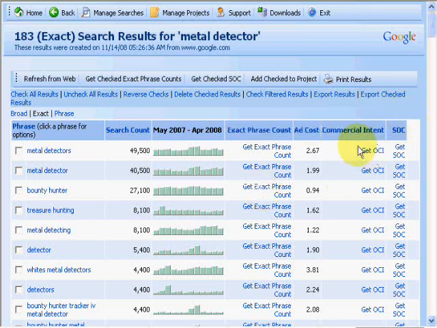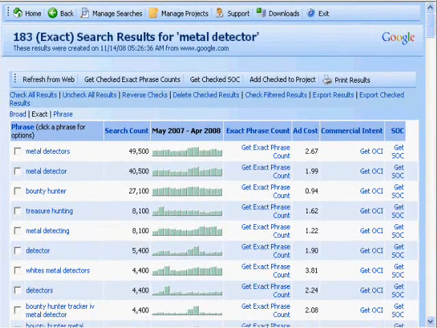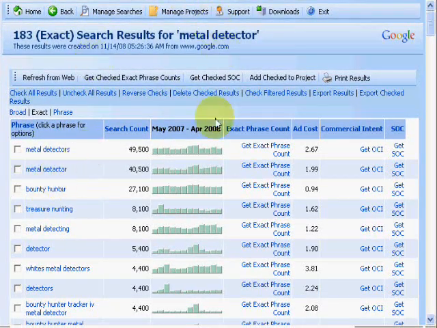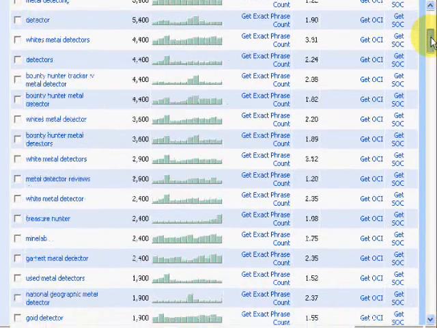Now in this video, we're going to explore the exact phrase count from the keyword phrase that we took from the brainstorming session that we had with the software, which brought us back, as our main keyword phrase, the metal detector. Okay, so these are the results that we did receive from our previous video.